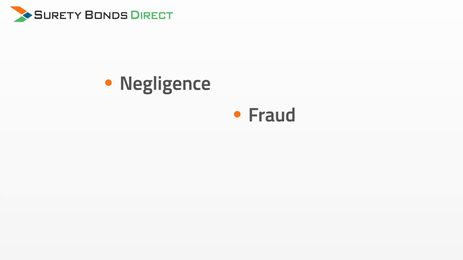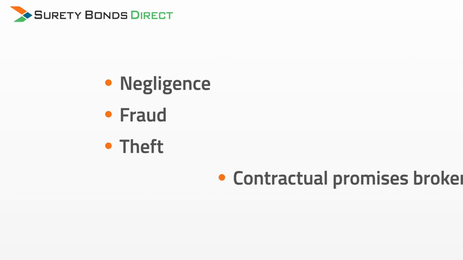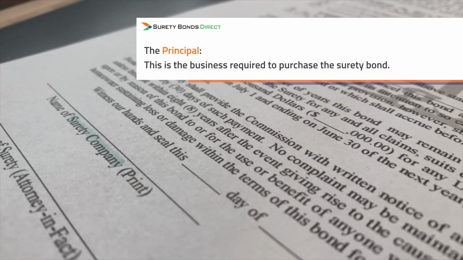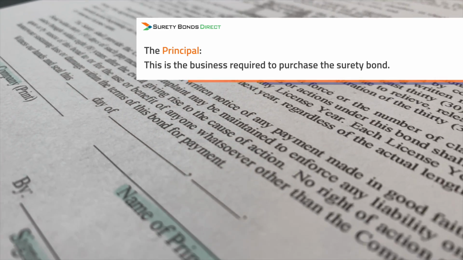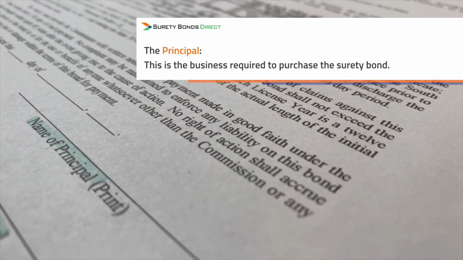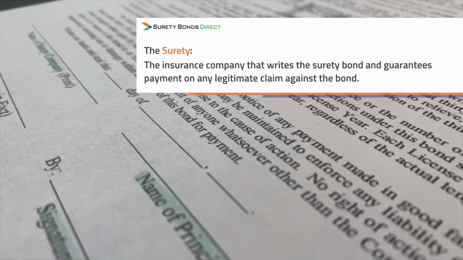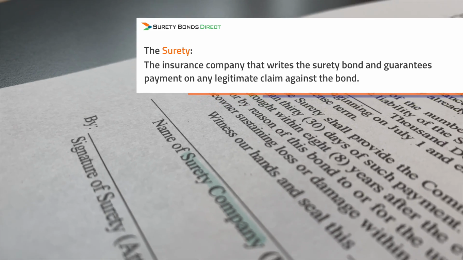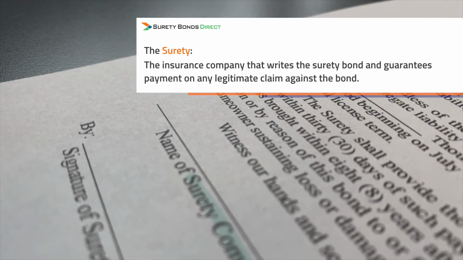A surety bond is required to be purchased to protect the business's customer base from any negligence, fraud, theft, or contractual promises broken. Here's an example of a surety bond. It's a legal document involving three parties. 1. The principal. This is the business required to purchase the surety bond. 2. The surety. The surety is the insurance company that writes the surety bond and guarantees payment on any legitimate claim against the bond.